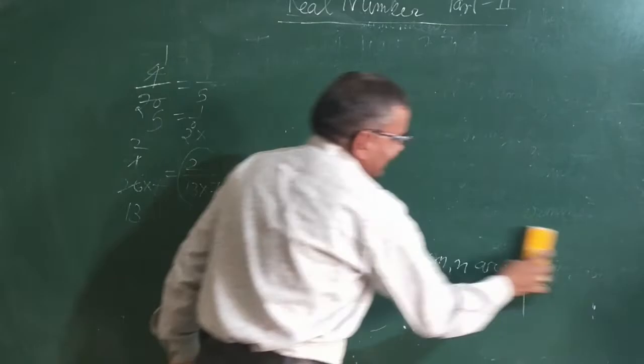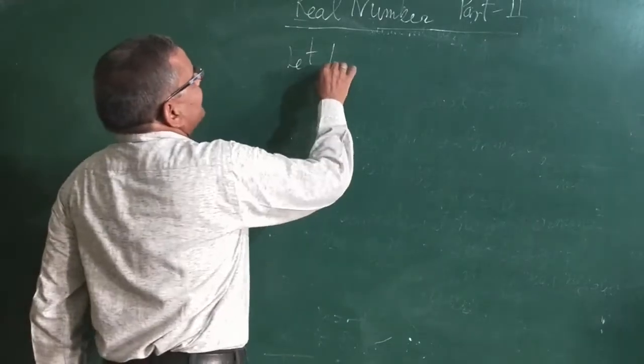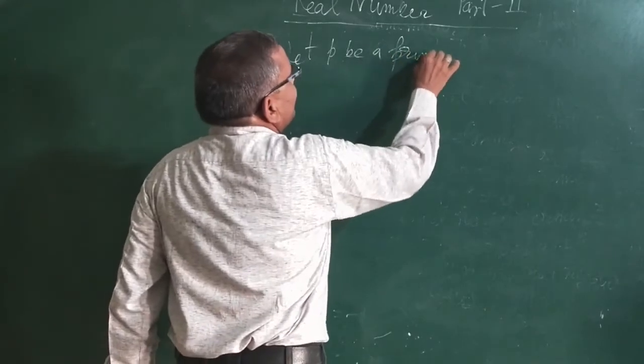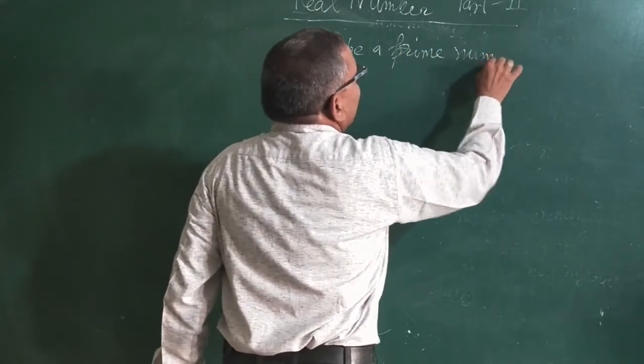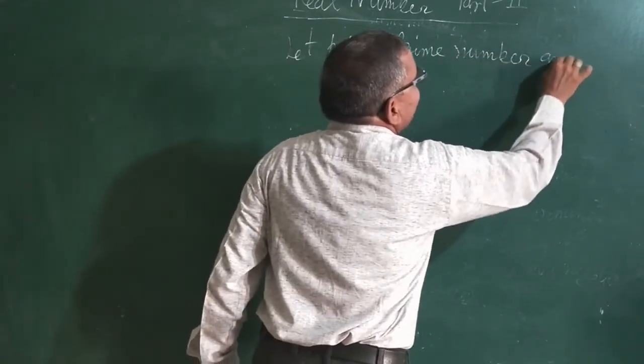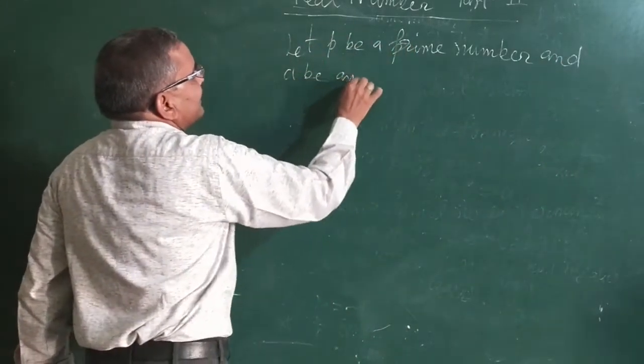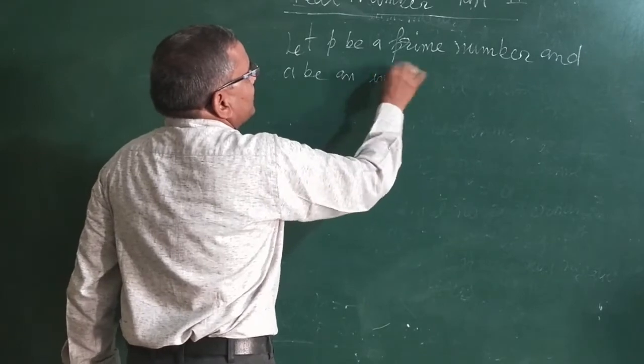Now the next thing is, let p be a prime number and a be an integer.